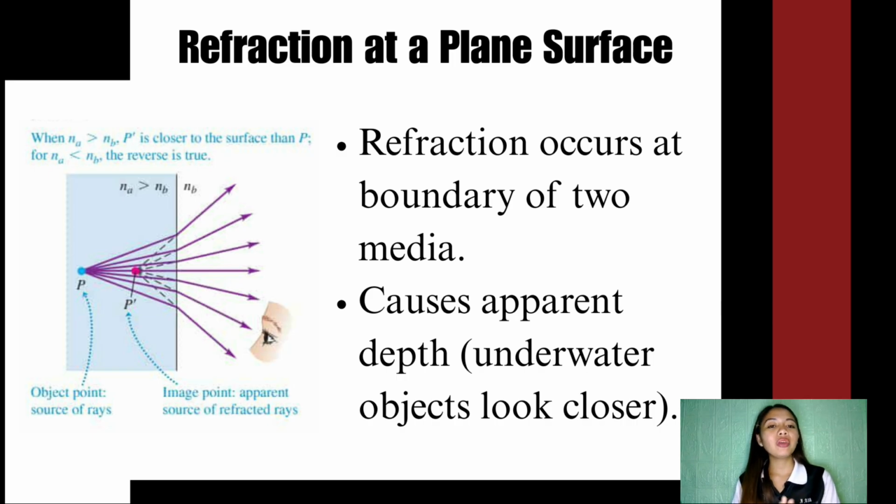So in the diagram we can see that light rays from an object point P bend when they move across the boundary between two media. So the observer sees the rays as if they're coming from the point P, which is closer to the surface. So this bending effect causes apparent depth.